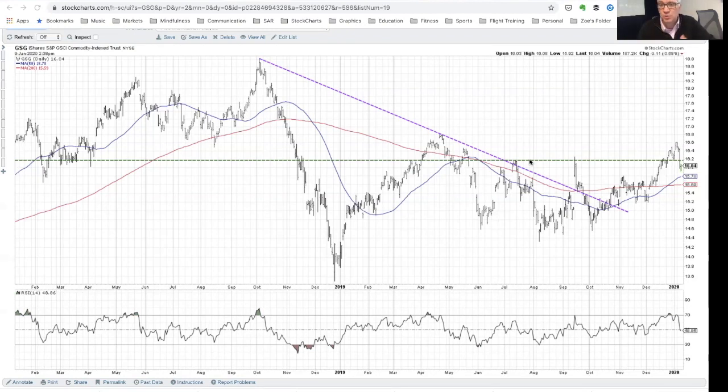And if you do the traditional measurement technique, which is you take the height of the base, which is about 1460 to 1620, that gives you an upside objective up around here, which is that congestion range, that supply area you had back in 2018. So it seems to be a symmetrical measurement based on the breakout that we've seen.